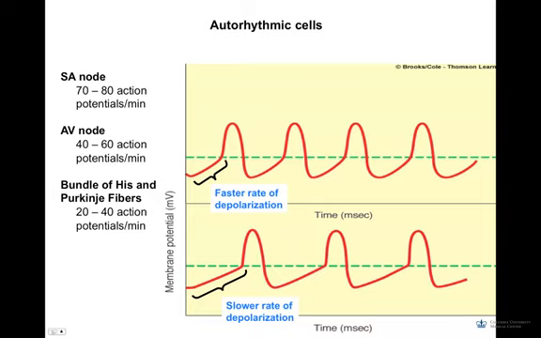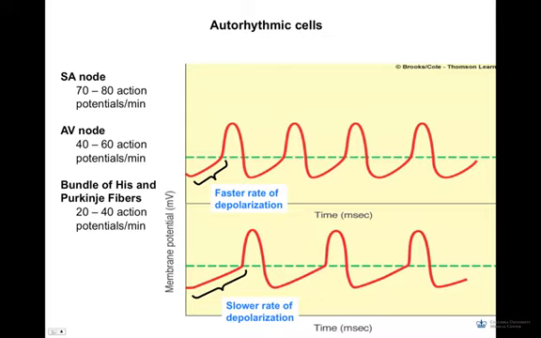The AV node fires about 40 to 60 action potentials per minute, and the bundles of His and Purkinje fibers fire about 20 to 40 action potentials per minute. So as you can see, the SA node has the fastest natural firing rate.